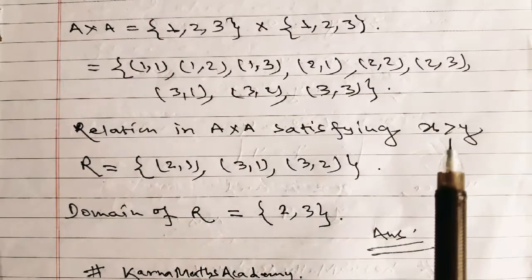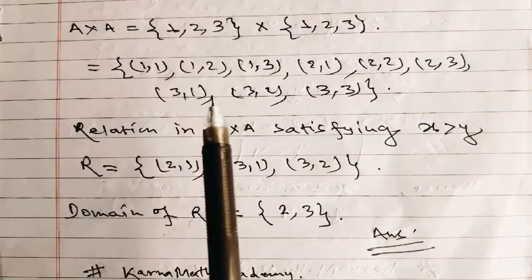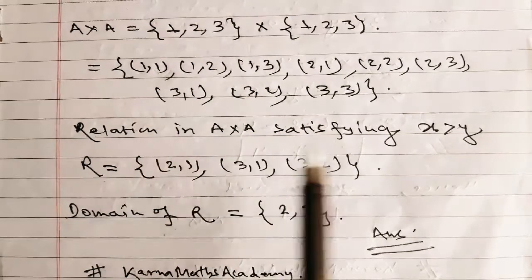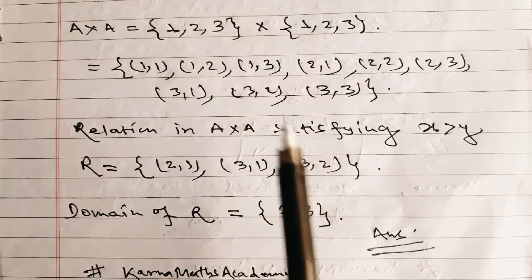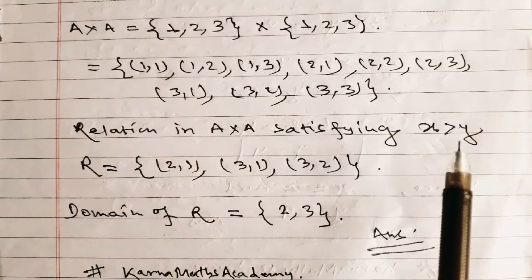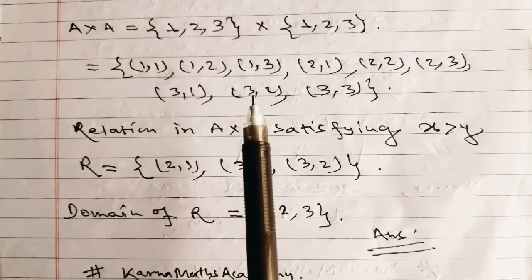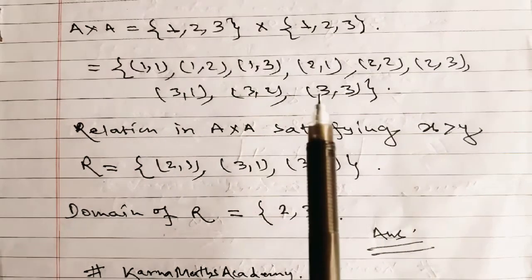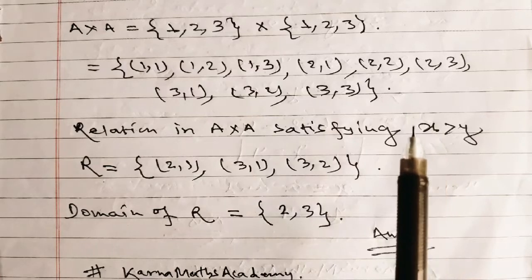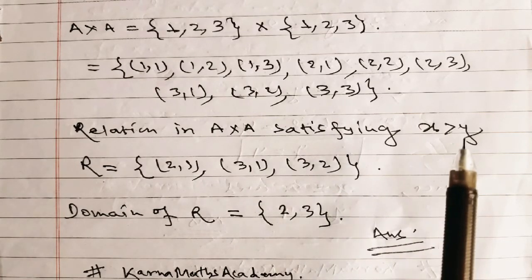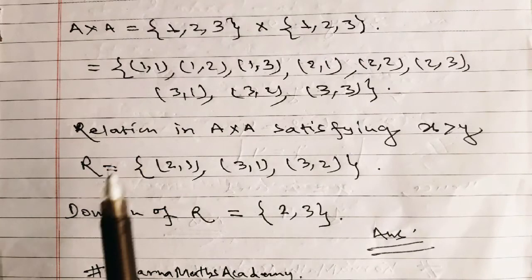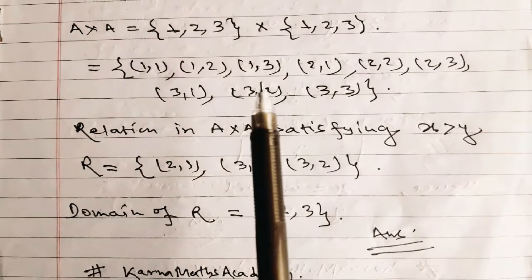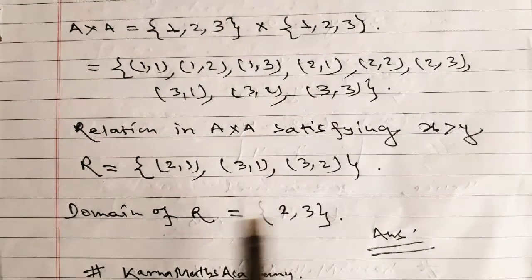(3,1) satisfies the condition x greater than y because 3 is greater than 1. So we can choose the ordered pair (3,1). Similarly (3,2) satisfies the condition because the x component 3 is greater than the y component 2. (3,3) doesn't satisfy because both components are equal, but we need the ordered pairs in which the x component is greater than y. So the relation is R equals {(2,1), (3,1), (3,2)}.